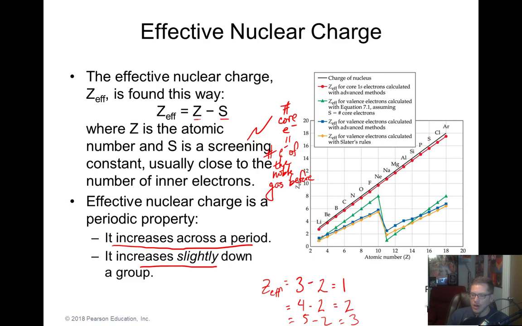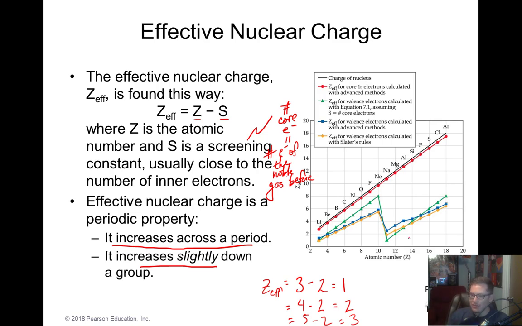Thank goodness we have other ways of predicting, calculating and measuring Z effective. Based on these lines, we can see that our Z effective is actually slightly higher as we go down the group. Notice that for the noble gas in the fluorine row, it's around 6-ish, maybe 5.9 or so, but then for the next noble gas, argon, it's over 6, probably close to 6.5 or so.